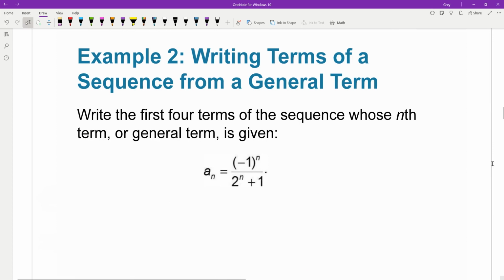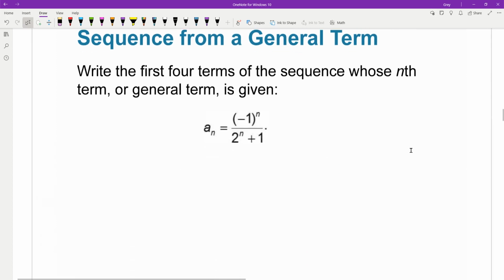Example 2. We have the same type of thing. We just have a different sequence given. A sub n equals -1 raised to the n over 2 to the n plus 1. So anywhere I see n, I'm going to replace it with the term I'm looking for. So a sub 1 is going to be -1 to the first power over 2 to the first power plus 1. And when you simplify that, you get -1/3.